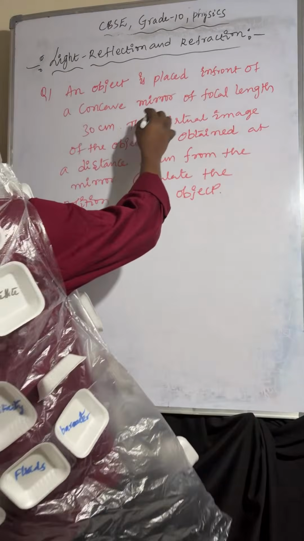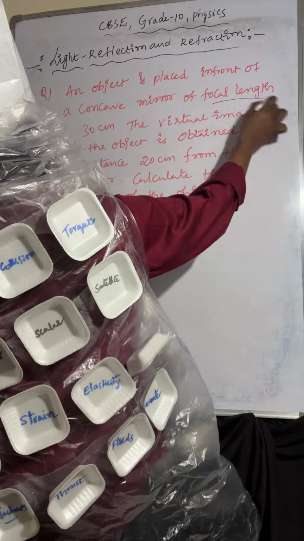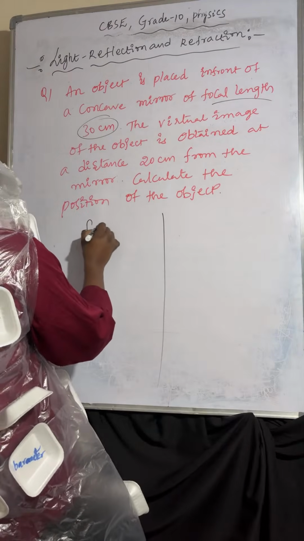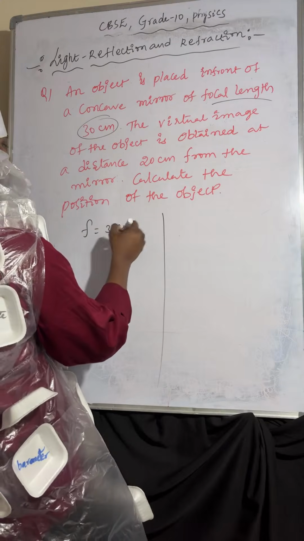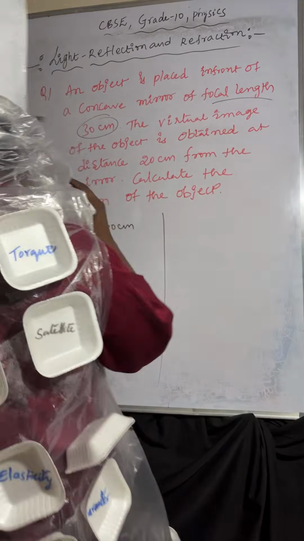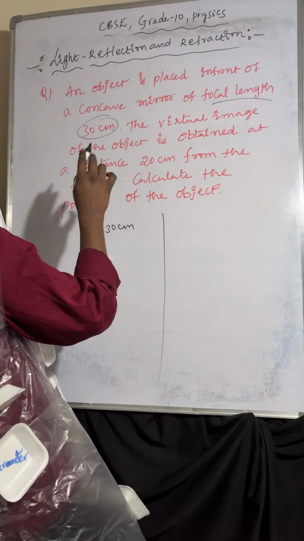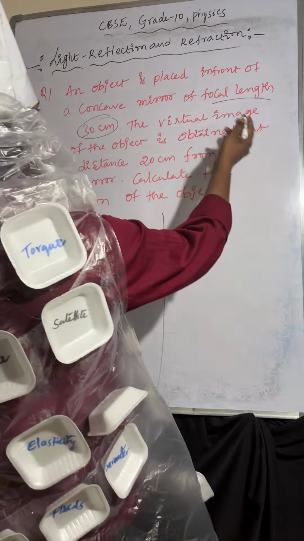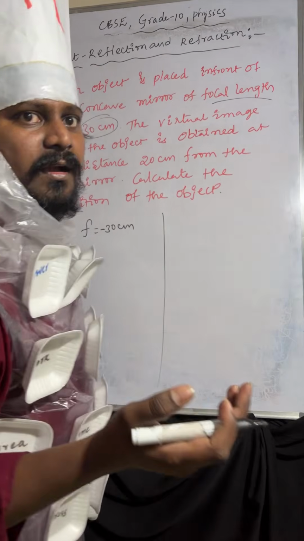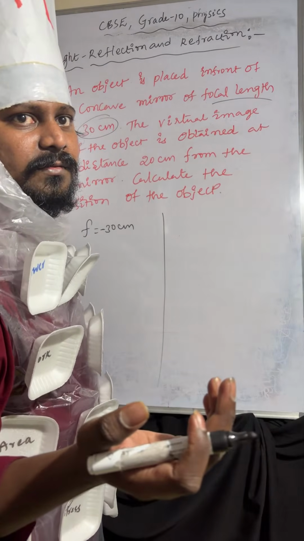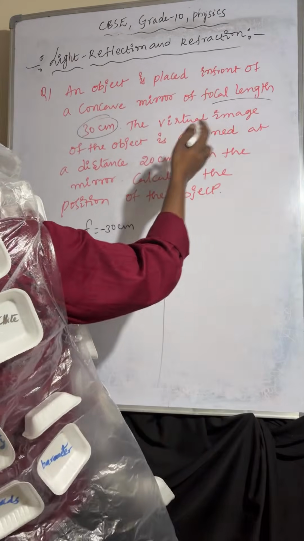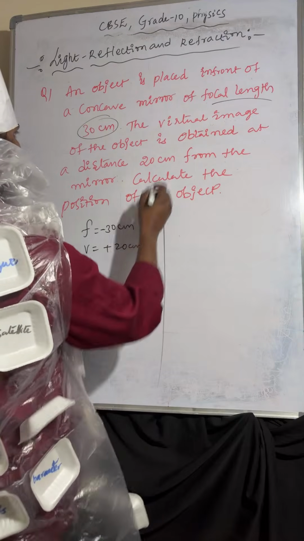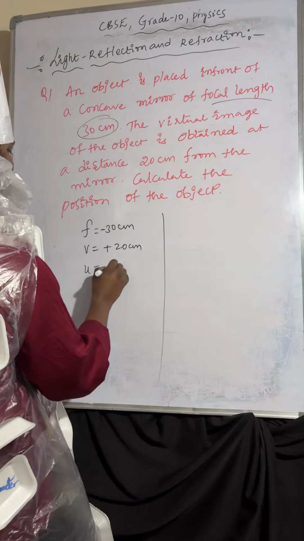Here you can see, in front of the concave mirror, the focal length is given as 30 centimeter. Concave mirror, positive or negative? Negative. Concave mirror focal length is negative only, so you have to remember that. The virtual image is plus 20 centimeter. We have to find the object distance.